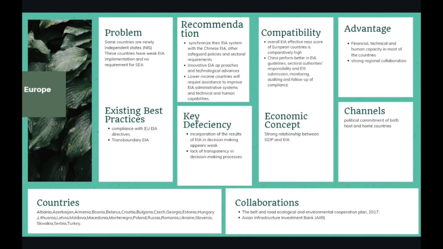Although EIA in Europe is generally considered strong and well established, some countries in the region are newly independent states, and these countries have weak EIA implementation. But there are some really good practice examples, for example, compliance with the EU EIA directives and having transboundary EIA in most of the countries. One of the key problems is transparency in the decision-making process, even for the highest performing countries. Also, developed nations should really focus on supporting lower income countries in terms of financial, technical, and human capacity.